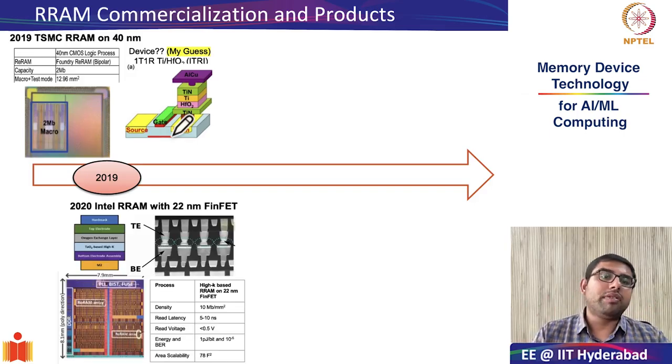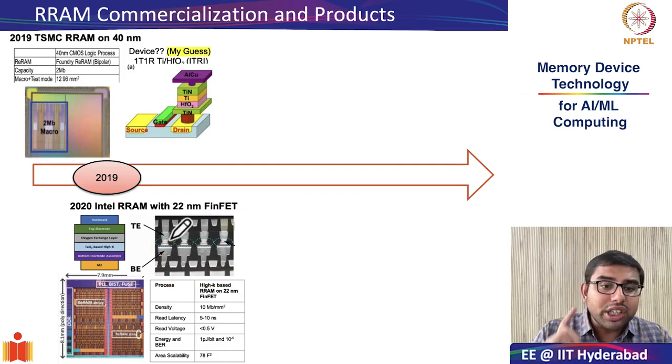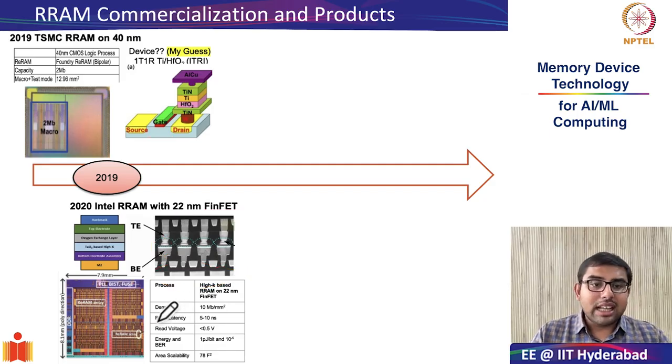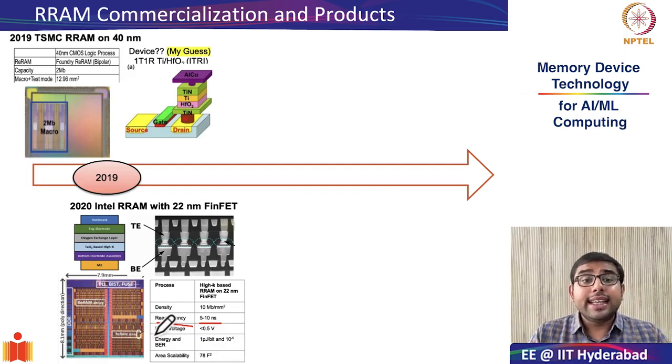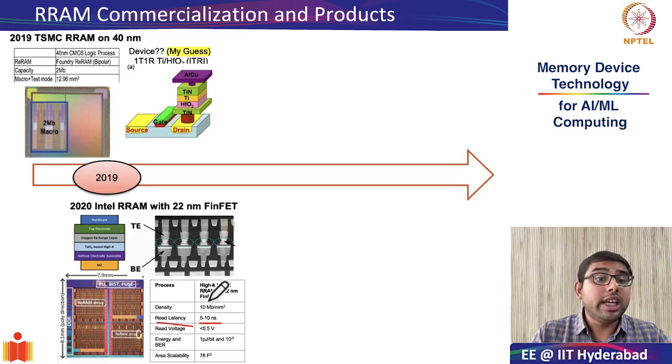In the next year itself, Intel also produced their first RRAM, which was integrated with a 22 nanometer FinFET. So the front end of the line was the 22 nanometer FinFET, and at the top metal layers, they had integrated the RRAMs. What was very special about this implementation is that the read latencies were very, very tiny, and also the read voltages and therefore the power consumption were very low. This is because these RRAMs were integrated on low power FinFET technology nodes.